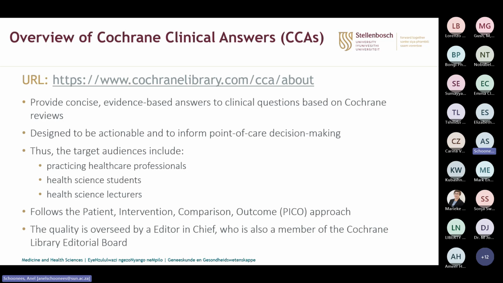So Cochrane Clinical Answers provides concise, evidence-based answers to clinical questions based on Cochrane reviews. It is actionable and it helps healthcare professionals and health science students to make point-of-care decisions in practice. It follows the PICO approach, where P stands for population or patient, or people, I stands for intervention, the C for control or comparison, and the O stands for outcome. And it is quality controlled by the editor-in-chief, who's also a member of the Cochrane Library editorial board.